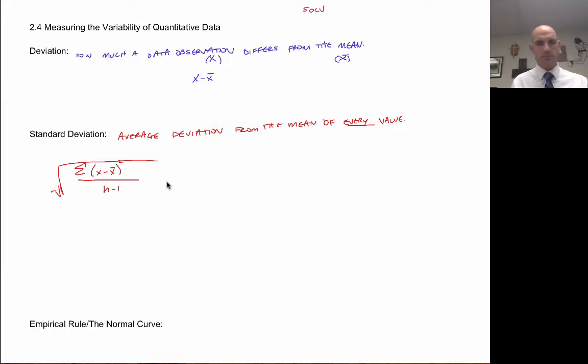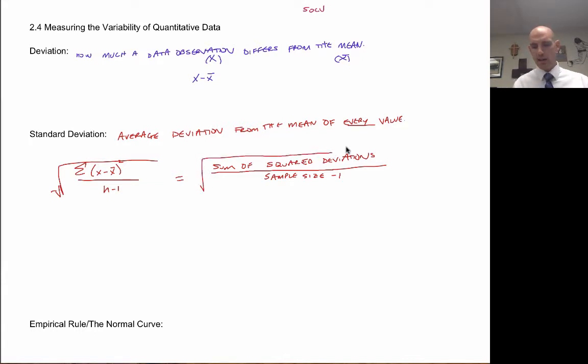And so when we do this, what we're finding is the sum of squared deviations, and we're dividing by the sample size minus 1. And we do the sample size minus 1 because we're accounting for the fact that it's not the population, it's not every value, it's just a sample. And then we're going to take the square root of that.